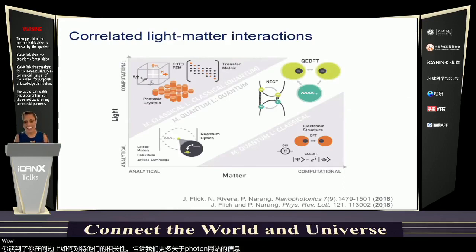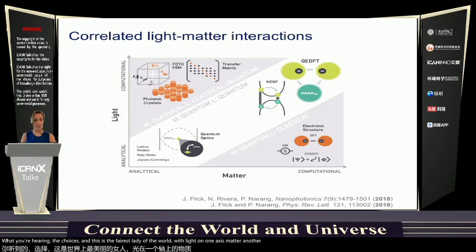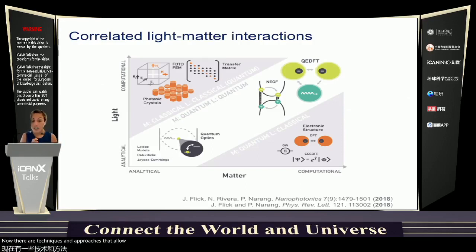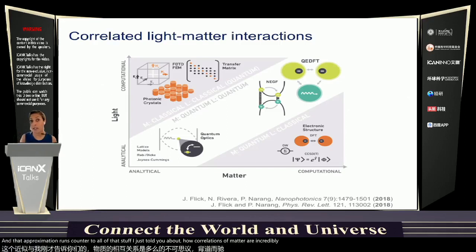Well, here are the choices, and this is a theorist's view of the world with light on one axis, matter on another, going from analytical to computational approaches. Now, there are techniques and approaches that allow us to think about the photon very precisely, but frequently, and these come from quantum optics and traditional quantum electrodynamical approaches, they treat matter as a few-level system. And that approximation runs counter to all of the stuff I just told you about how correlations in matter are incredibly important to describe excitations in these systems.